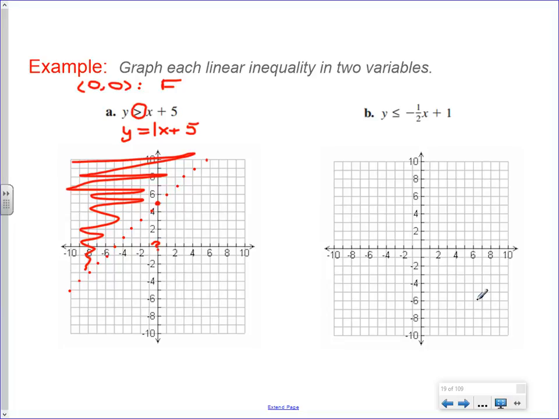Does it first make sense how I got the line? Start at 5, up 1 over 1. Remember? So that's how I got this.